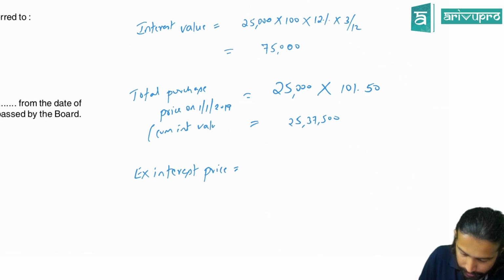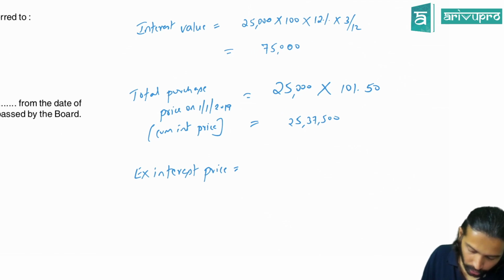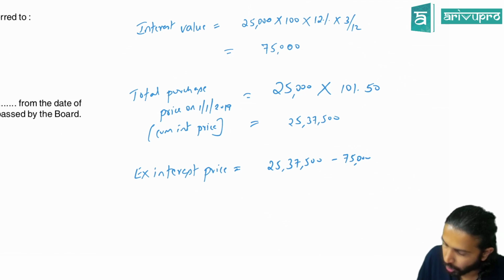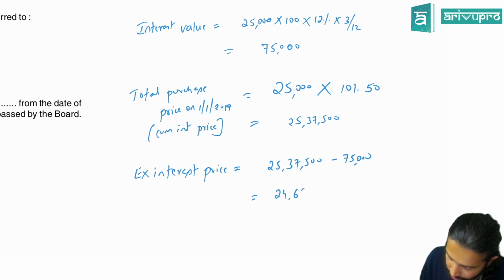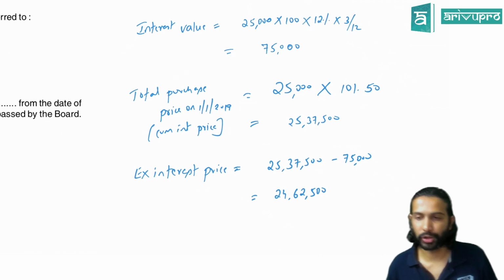Cum interest price. Because they said it is cum interest. Hence, this is cum interest price. Cum interest means including interest. So from this, if you deduct interest, what you get is ex interest price. Can you tell me what is the ex interest price? In 25,37,500, 75,000 is towards interest. Balance will be 24,62,500. That will be exclusively towards debentures.